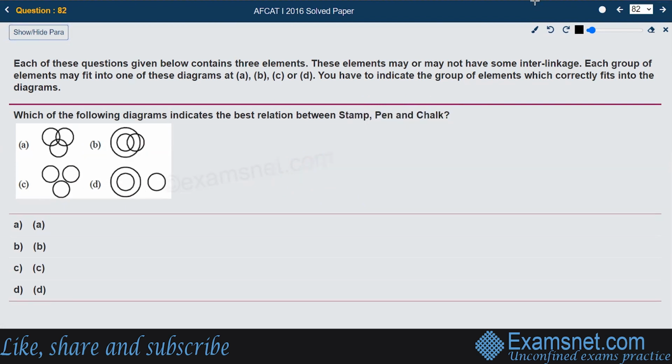Next, it asks: which of the following shows the best link between stamp, pen, and chalk? As we all know, all these things are ways of writing something. But stamp, pen, and chalk have no connection between them. They are completely different ways of writing, so there have to be three circles completely separate from each other, representing stamp, pen, and chalk. And the diagram that matches it is option C. So that is the right answer.